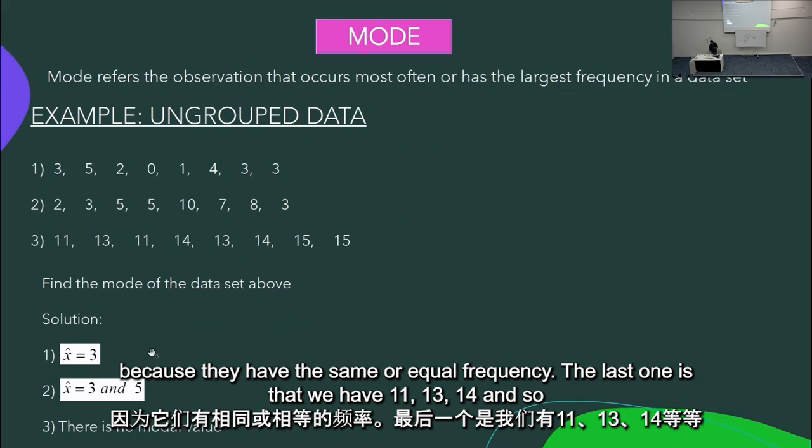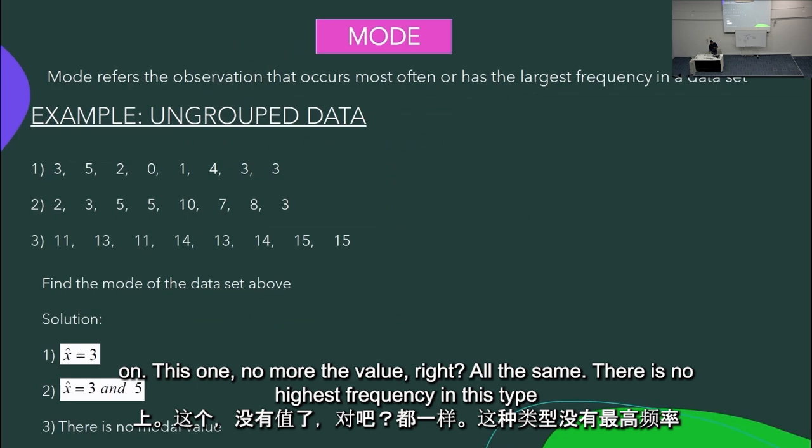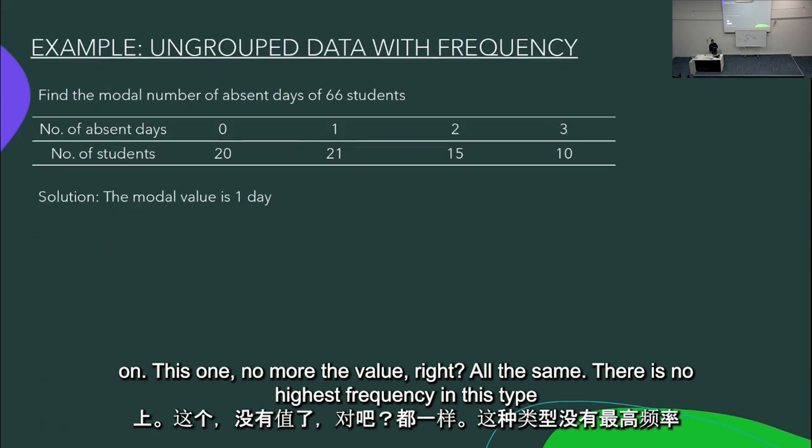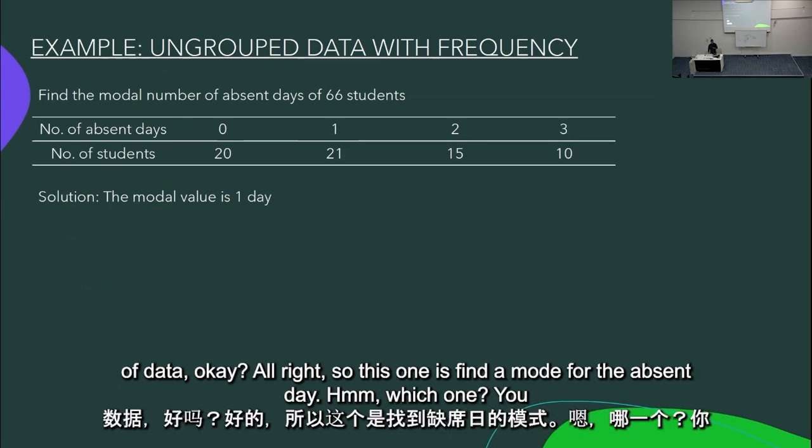The last one is we have 11, 13, 14, and so on. This one, no modal value. Why? All the same. There is no highest frequency in this type of data.